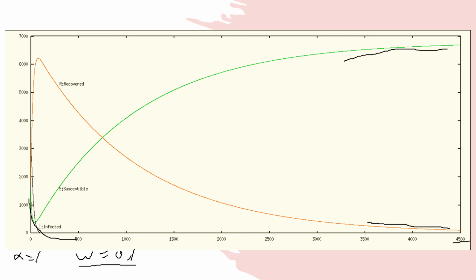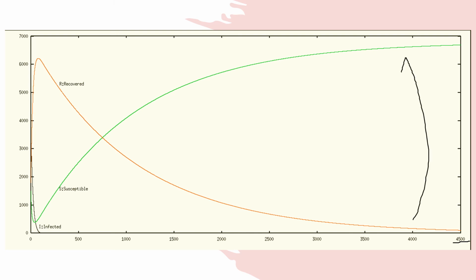Also, we can see that the recovered curves are approaching zero as well, because there are almost no infected cases already. And as we have assumed in the model, those who are removed from the recovered class will re-enter the susceptible class. This explains why the susceptible curve is approaching the total population N equals 6,800.